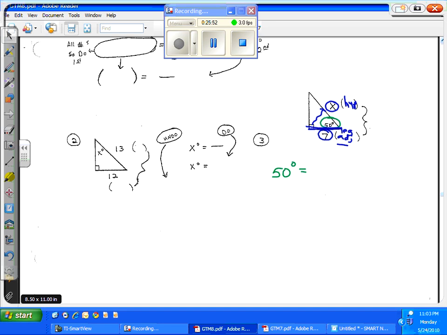We have leg adjacent, hypotenuse, which is cosine. So that tells me that my function is cosine. So I have cosine 50 equals something over something. Now I set up my ratio or my fraction with my sides according to what cosine says. Cosine says leg adjacent goes on top and hypotenuse goes on bottom. And so I have cosine 50 equals 7 over x.